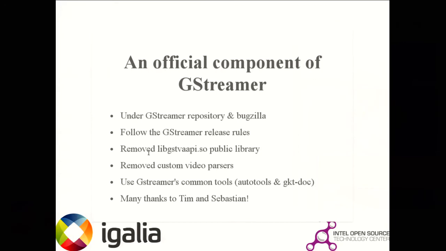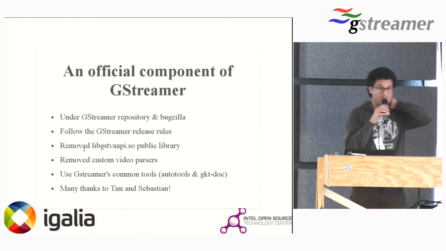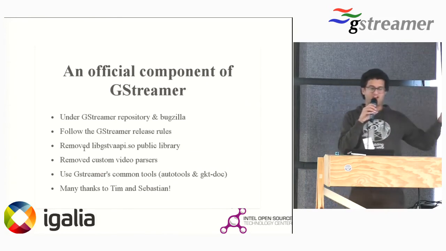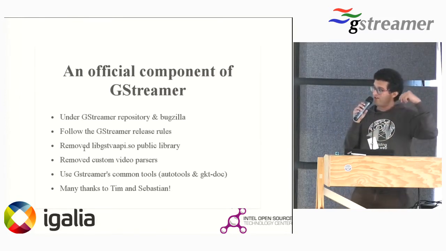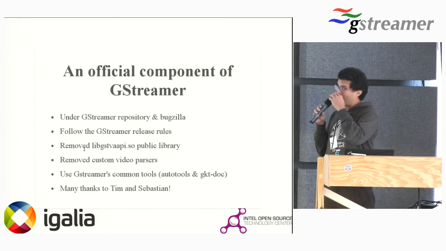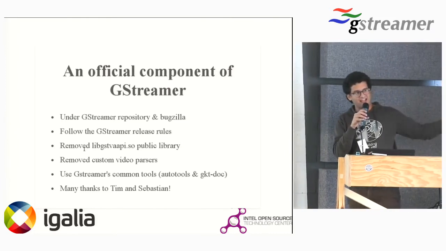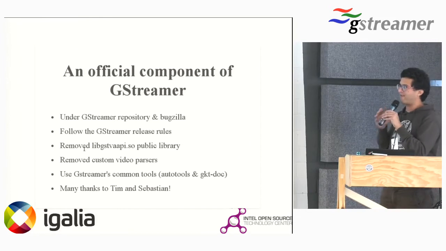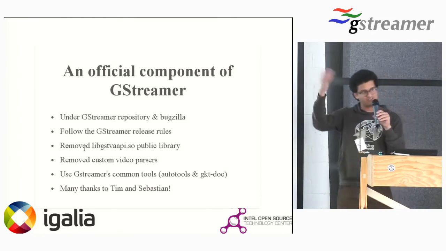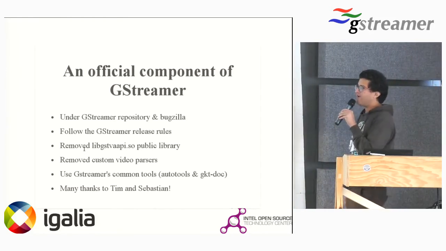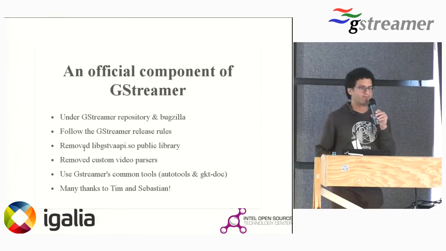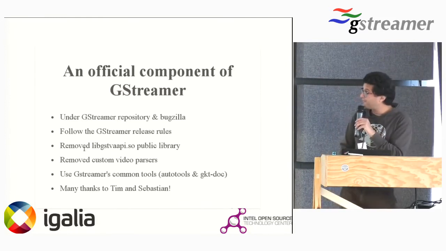Another big step, as was mentioned by Tim at the beginning of the conference, is that now GStreamer VA-API is part of the GStreamer project, so everything goes in the same releases, under the same schedule. We share the infrastructure of the GStreamer repository, Bugzilla. We have removed some stuff that we were doing not aligned to the GStreamer project, like this public library that we were sharing. We removed the custom video parser that we had in the past, because now all the upstream parsers do what we want. We share the GStreamer common tools for autotools and gtk-doc. And thanks a lot to Tim and Sebastian for their help.